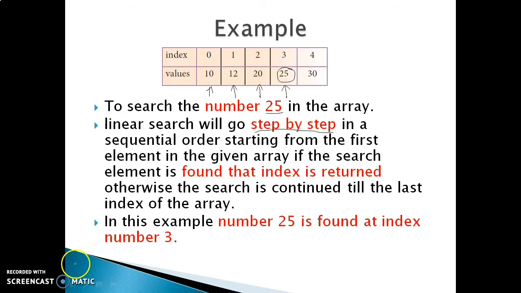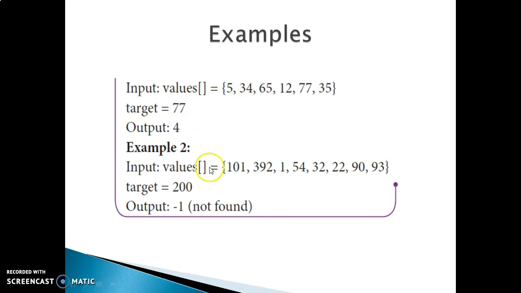Now you can see two more examples of linear search. Here the array values are 5, 34, 65, 12, 77, 35. In total, how many elements are present in this array? There are 6 elements. What is the index value of this array? The index value starts from 0, so 0, 1, 2, 3, 4, 5. So the last index value is 5, and the total number of elements present in this array is 6.